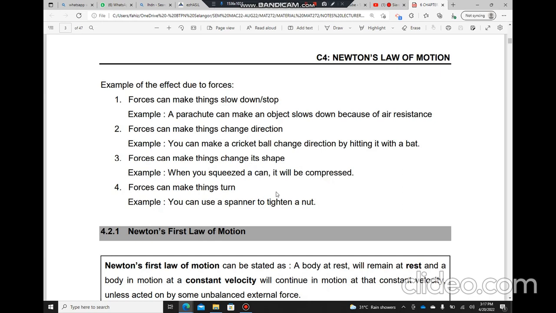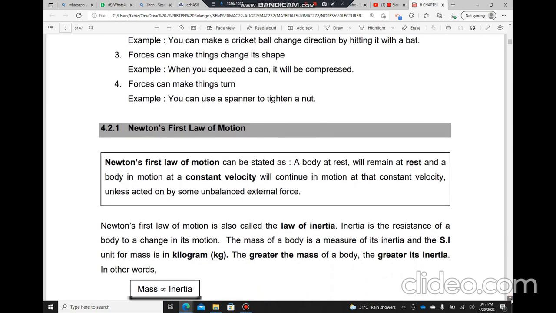And then forces can make things change their shape. Bentuk pun boleh berubah. When you squeeze a can, it will be compressed. Contohnya bila kita pegang rapatkan tin tu, dia akan mengecil, compress. And then next, forces can make things turn. You can use a spanner to tighten a nut. Okay, contoh satu lagi. Bila kita bagi tekanan pada spanner contohnya, so dia boleh ketatkan nut. So yang tu contoh-contoh untuk forces.